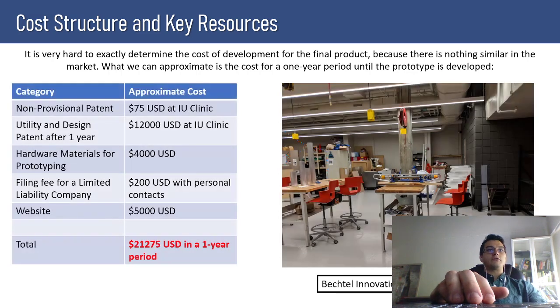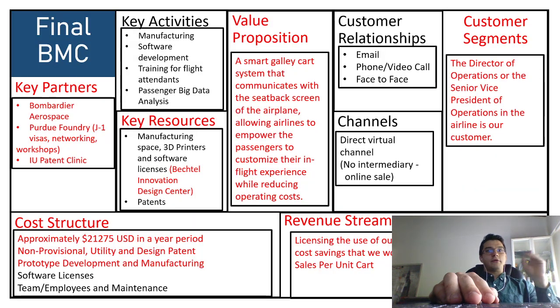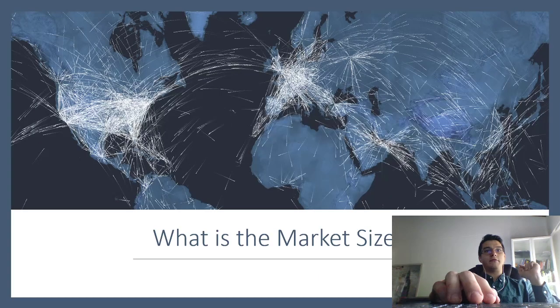So for cost structure, we basically listed how much we would have to spend, right? For a patent, for hardware materials at first to get a prototype, for filing a limited liability company and a website, we calculated about $20,000 in 1 year. And then we said that a great resource would be having the Bechtel Innovation Design Center at Purdue to develop our prototype. So now we had some numbers on the cost structure and some numbers on the revenue streams. This was our final business model canvas.